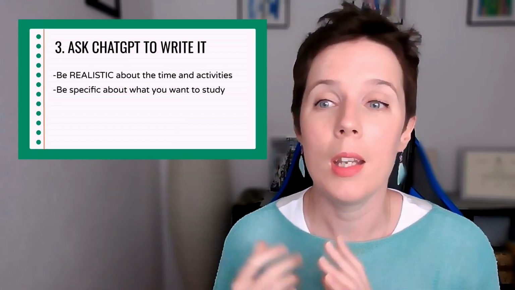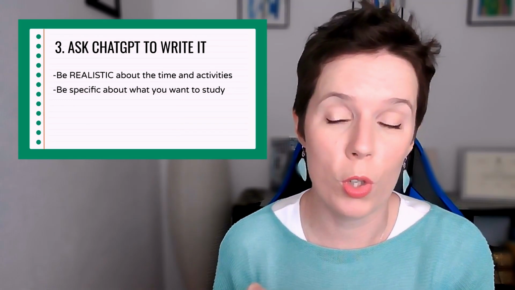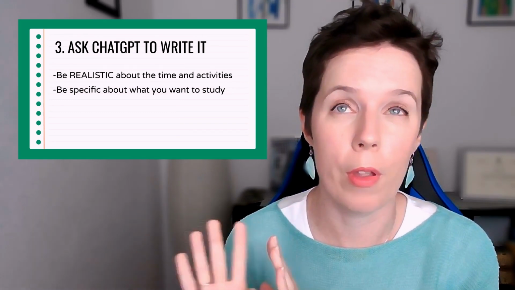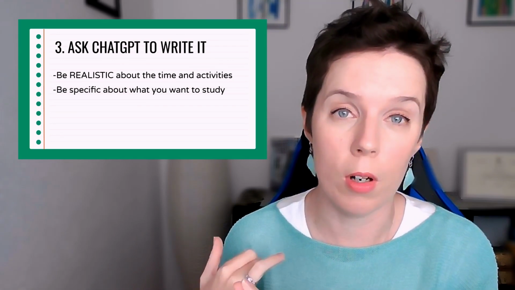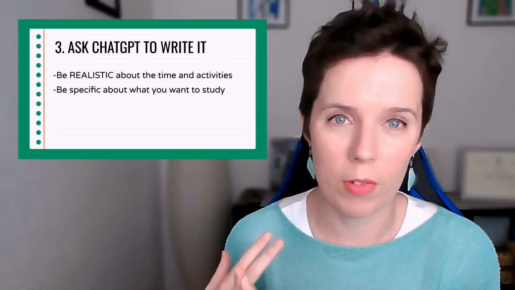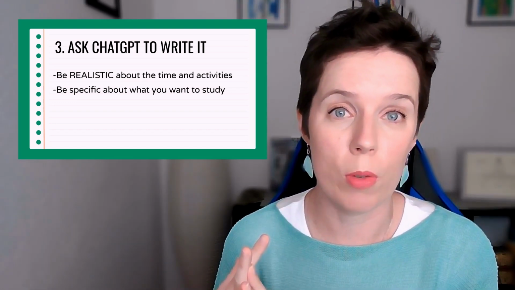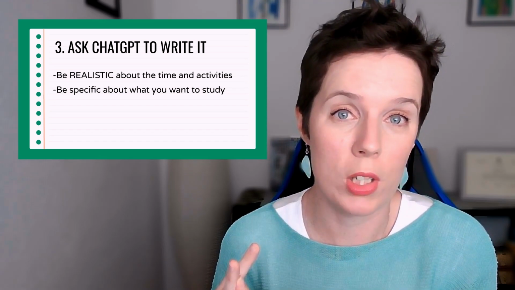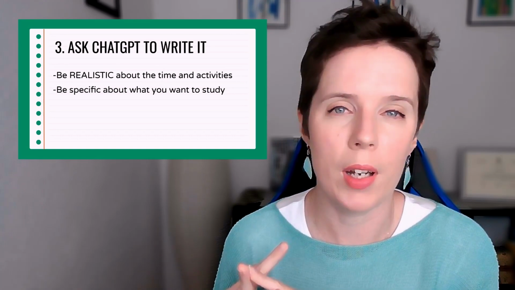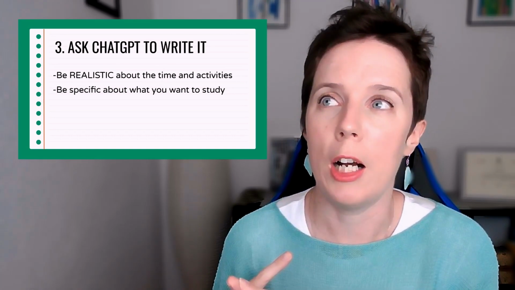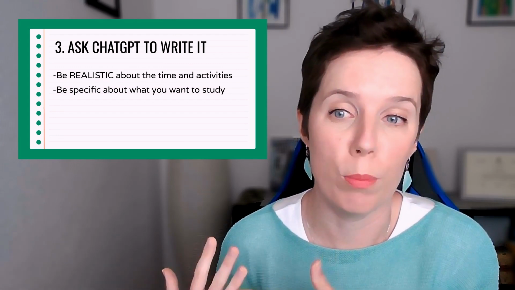Step number 3, ask ChatGPT to write it for you. Okay, I've actually tried this and it does work. It's really good. You don't even have to think about what you want to do. Just be realistic about how much time you've got, number 1, and the type of activities you're going to do. Maybe try and find a podcast or something that you actually like and you're interested in. Definitely make sure you're interested in whatever you're doing. Try and find a blog that you like, about your hobbies or something that you actually enjoy. That will help you as well.